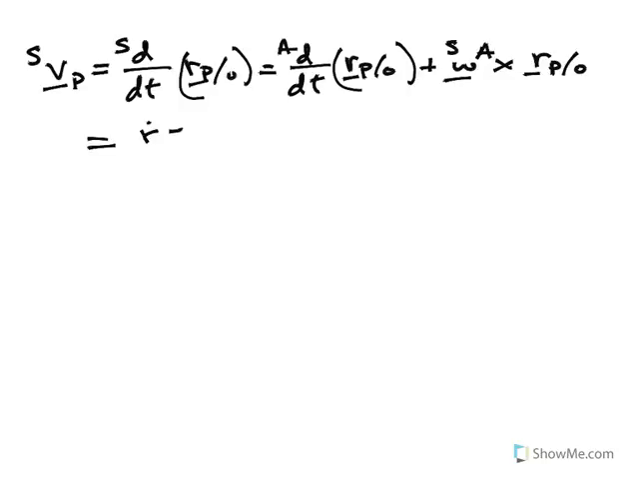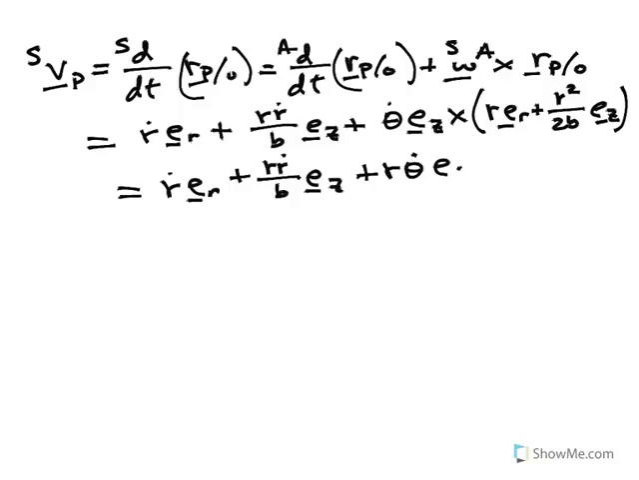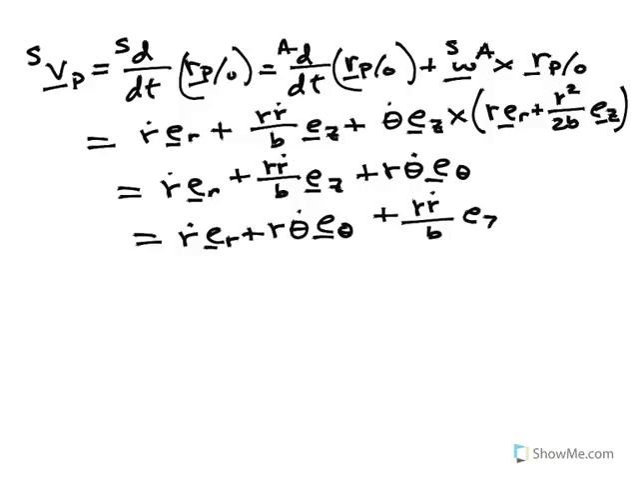Well, that's equal to r dot e_r plus 2r r dot over 2b, so the 2 drops out. So you get r dot over b e_z plus the angular velocity of A in S, which is theta dot e_z, crossed with r e_r plus r squared over 2b e_z, which is equal to r dot e_r plus r dot over b e_z plus r theta dot e_theta, which gives r dot e_r plus r theta dot e_theta plus r dot over b e_z. That takes care of the velocity.